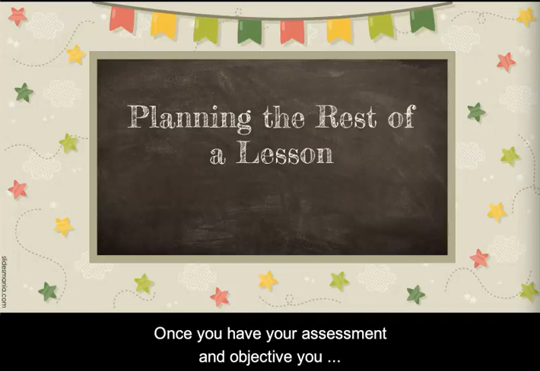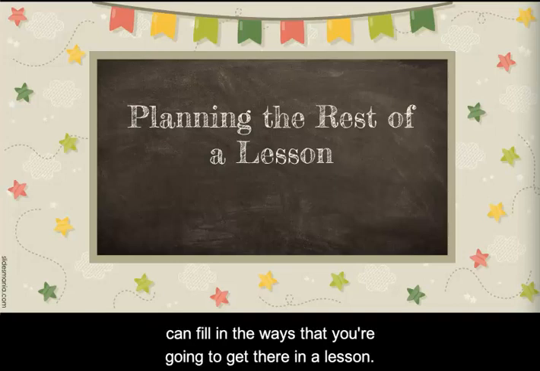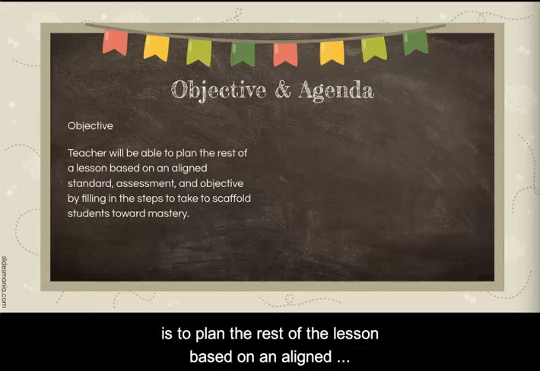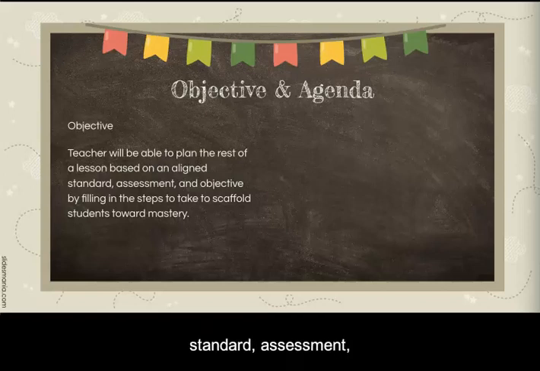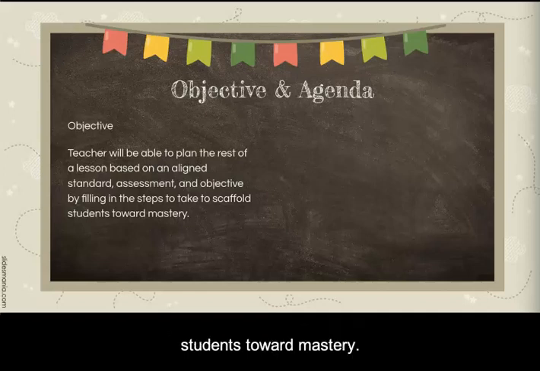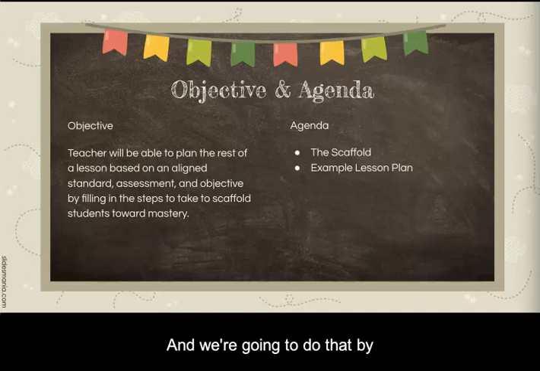Once you have your assessment and objective, you can fill in the ways that you're going to get there in a lesson. So the objective here is to plan the rest of a lesson based on an aligned standard, assessment, and objective by filling in the steps to take to scaffold students towards mastery. And we're going to do that by simply looking at the scaffold and looking at an example lesson plan.